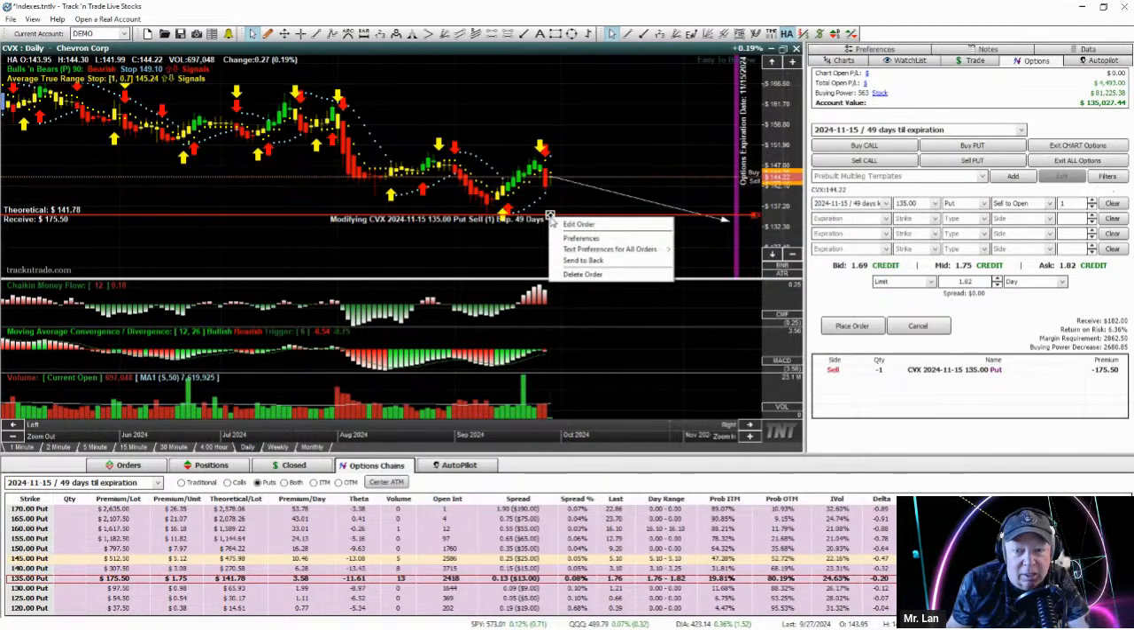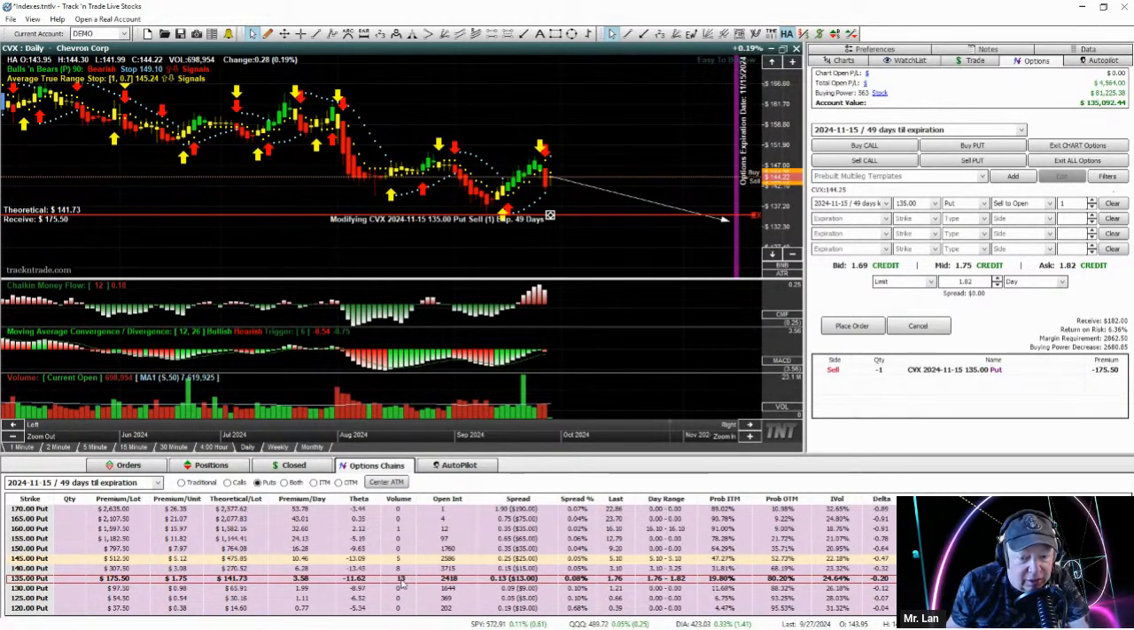We're going to put one on. Okay, we got the bid and the ask. The ask is 182. The bid is 169. Let's look over here. The volume is 13 and the open interest is 2,418. Our spread is $13. Oh, that kind of sucks.